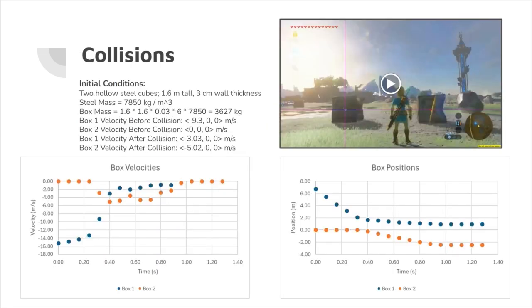So for the collisions, these were my initial conditions. I figured out the mass of the steel cube by comparing it to a known mass of steel. I used the Tracker app to figure out the velocities and the positions of the boxes, as you can see in the graphs on the bottom. And I used the velocity of box 1 and box 2 before and after the collisions to figure out the heat lost during the collision.